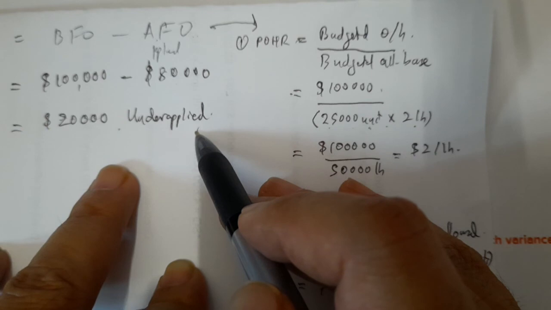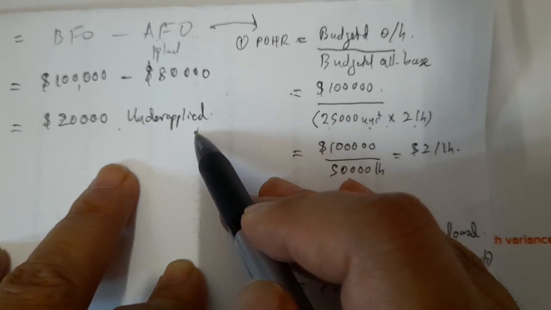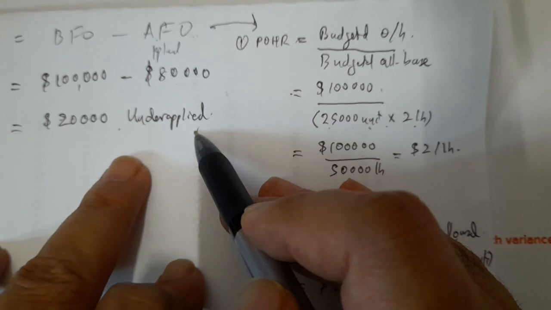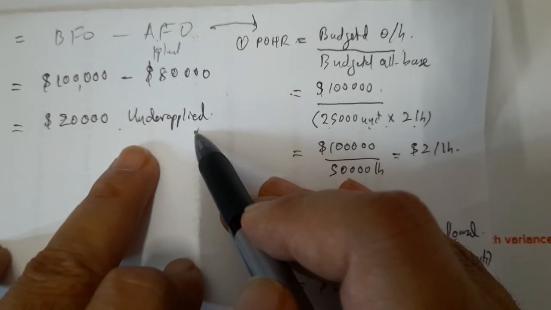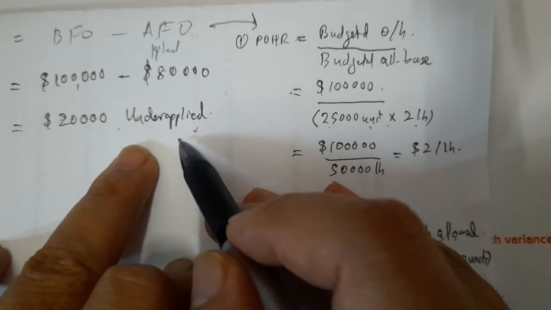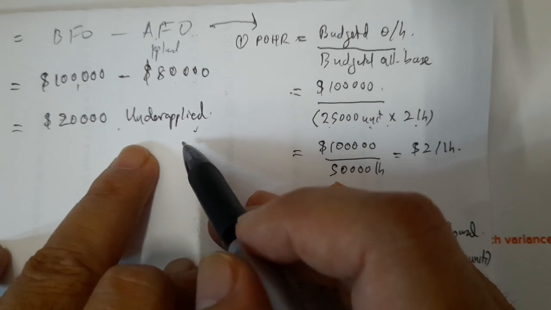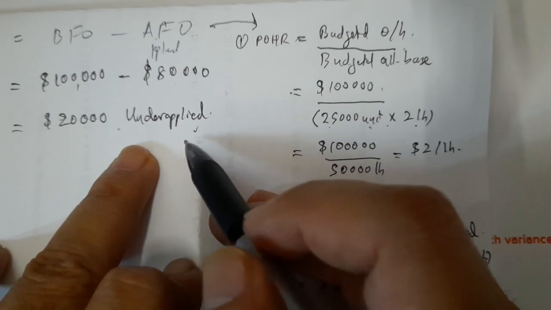According to this textbook, there is no favorable or unfavorable. Maybe if you check other references or textbooks, maybe there is a term like favorable or unfavorable.